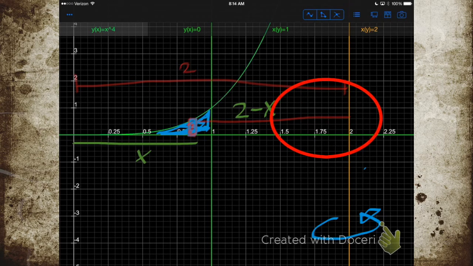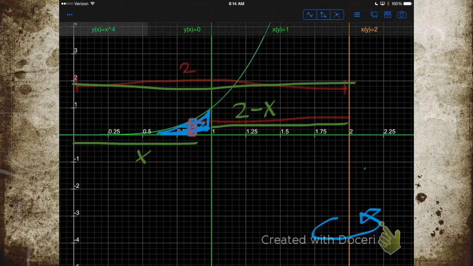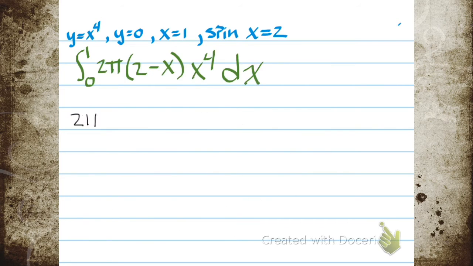Anyway, this distance here is our distance away from the axis of rotation, and we find that if we take the total distance 2 and we subtract off this x, what are we going to get? Our distance away from the axis of rotation is 2 minus x.